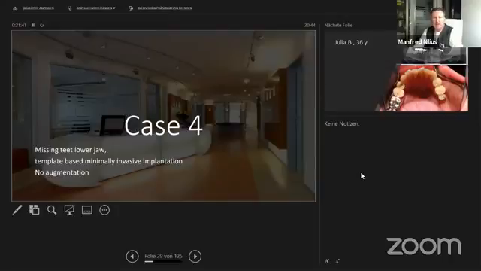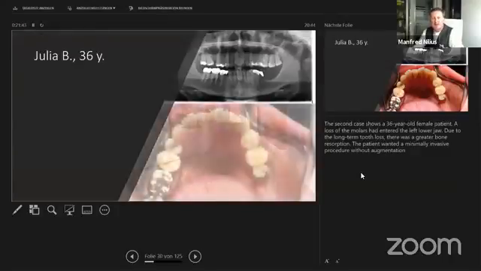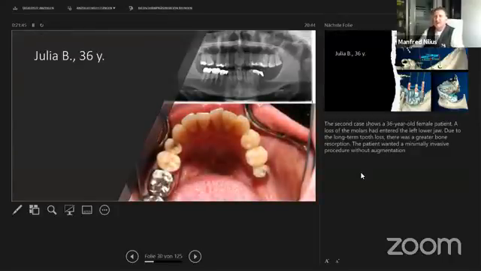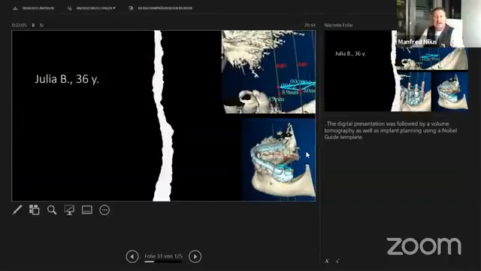Here's one case, a typical case of missing teeth. This is a 36-year-old female patient. A loss of the molars had occurred in the left lower jaw. Due to long-term tooth loss, there was great bone resorption. The patient wanted a minimally invasive procedure without augmentation. And this was the hour for navigation systems.